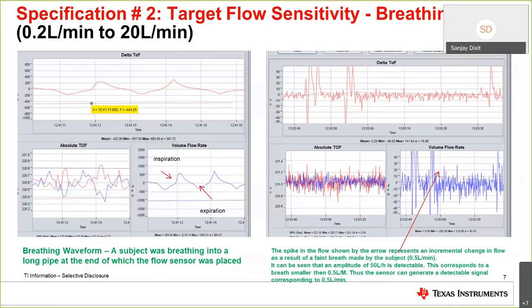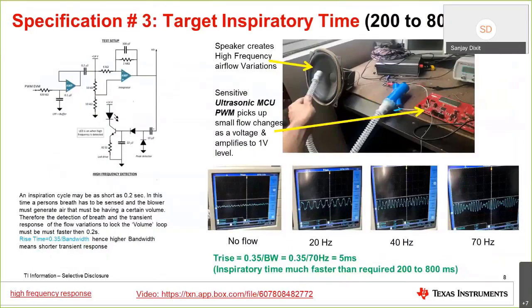The third spec which we test for here is what you call inspiratory time. I mentioned that with an audio amplifier, we were blowing air fluctuations and picking them up. So we were sending frequencies from 20 hertz to about 100 hertz into the speaker, and they were creating very light air fluctuations of these frequencies.